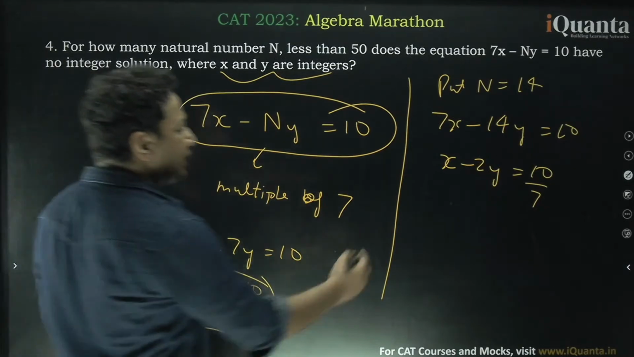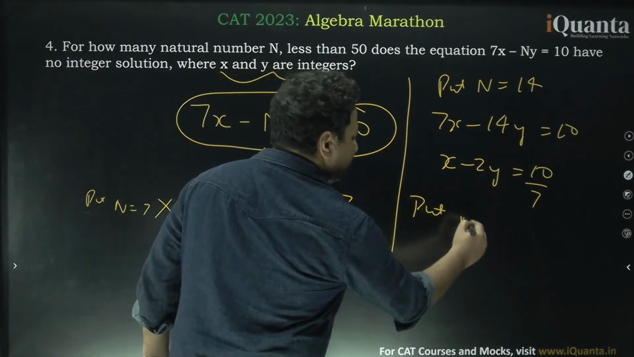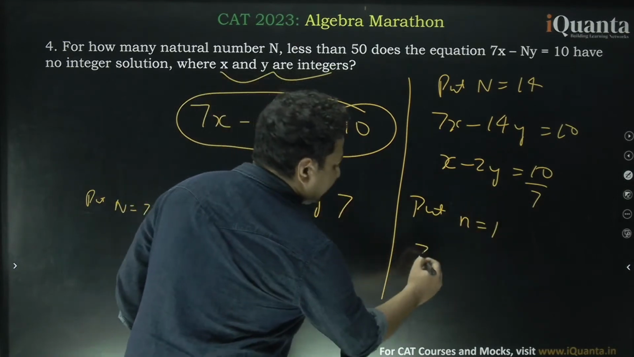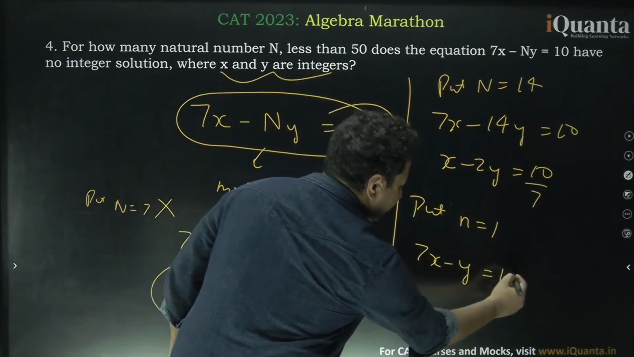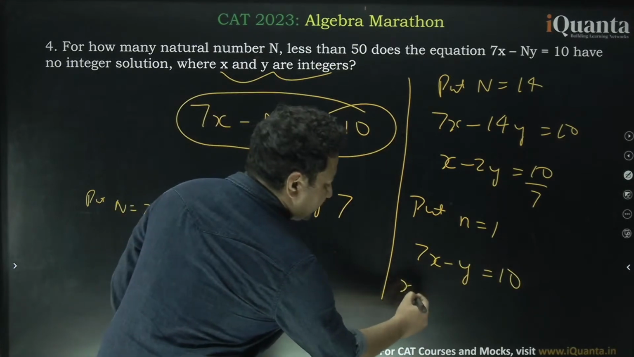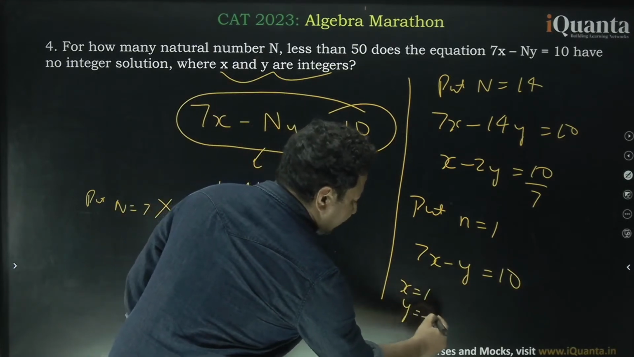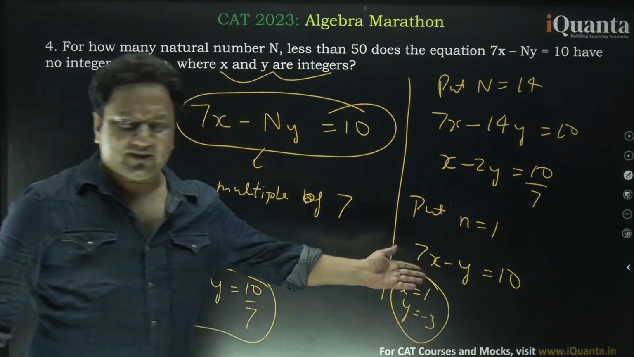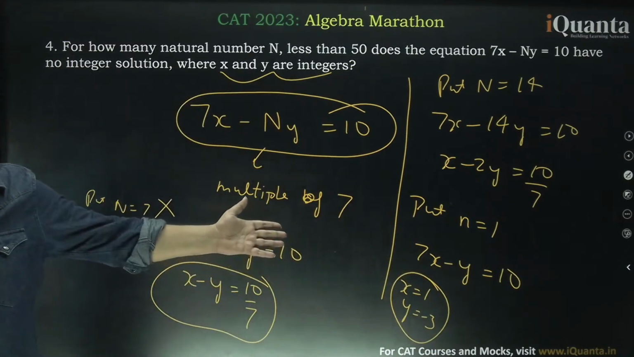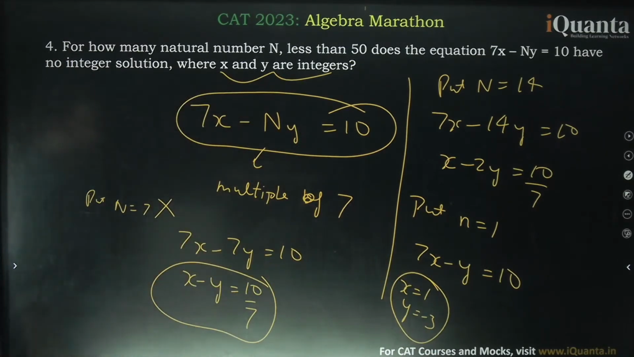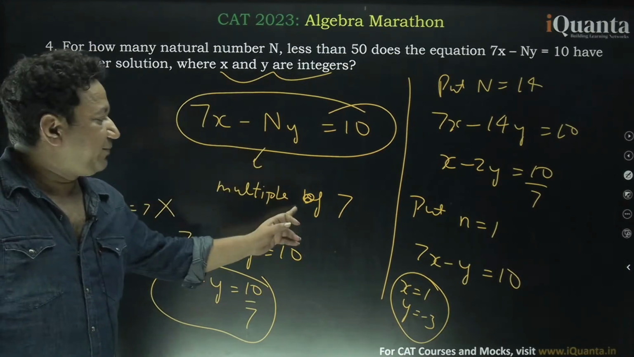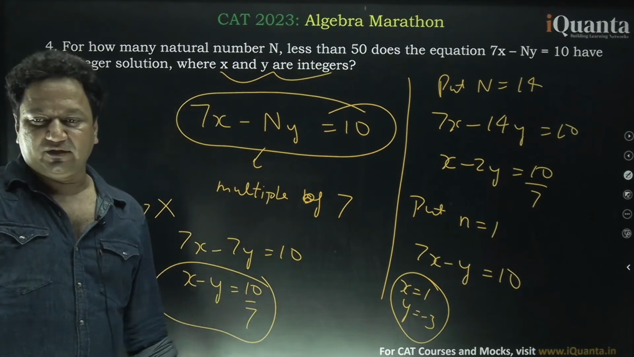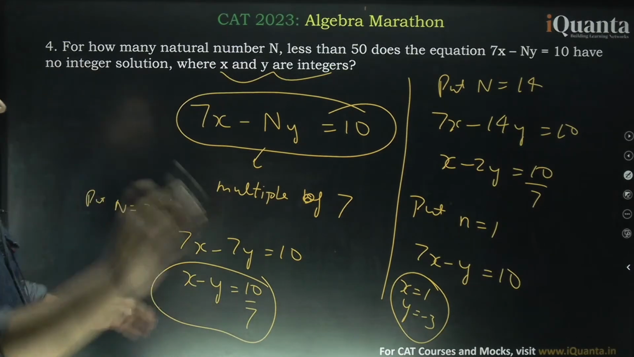But if you put n as something else, let us put n as 1, you will be getting 7x minus y equal to 10. Of course, there is a solution. If you put x as 1 and y equal to minus 3, you are getting an integral solution. Which means that whenever we have n as a multiple of 7, we won't get the answer. इसका मतलब क्या हुआ?